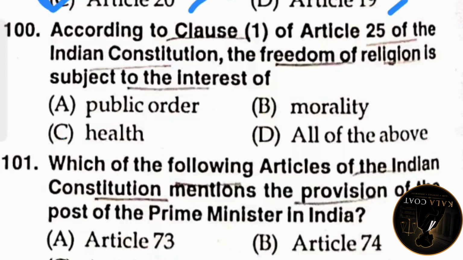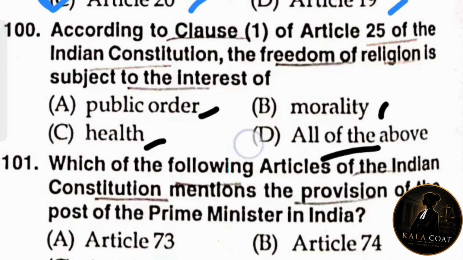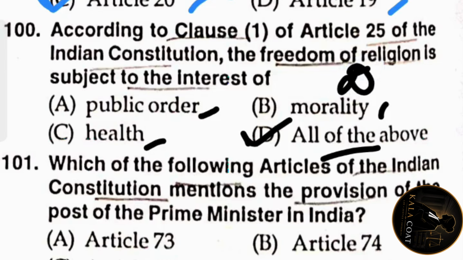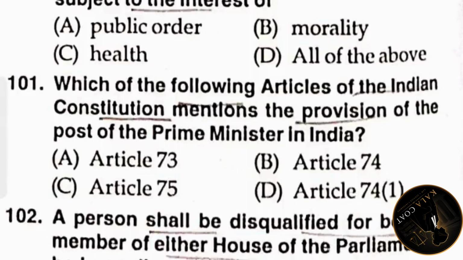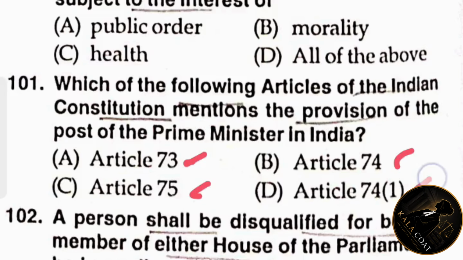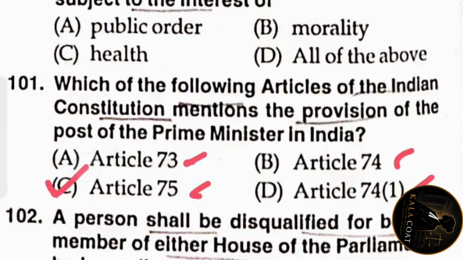Question number 100. According to Clause 1 of Article 25 of the Indian Constitution, the freedom of religion is subject to the interest of public order, morality, health, all of the above. All of the above is the correct answer. So D सही option हो जाएगा. Question number 101. Which of the following articles of the Indian Constitution mentions the provision of the post of the Prime Minister in India? Options हैं Article 73, 74, 75 or 74 Clause 1. Correct answer is Article 75 of the Indian Constitution.